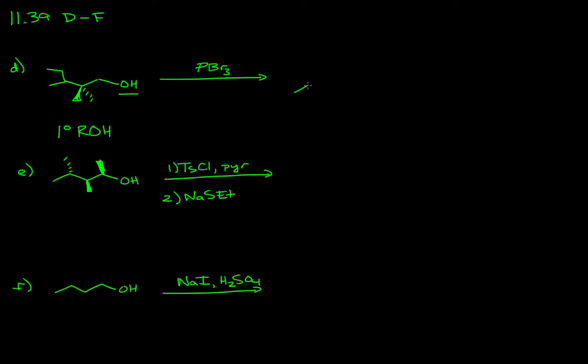So we're doing a simple SN2 substitution of the alcohol for the bromide. So keep in mind that for every 1 mole of this reagent, we react with 3 moles of this reagent because there are 3 bromine atoms.